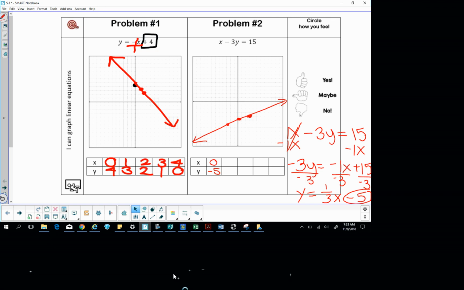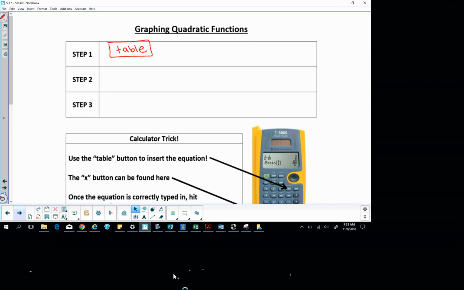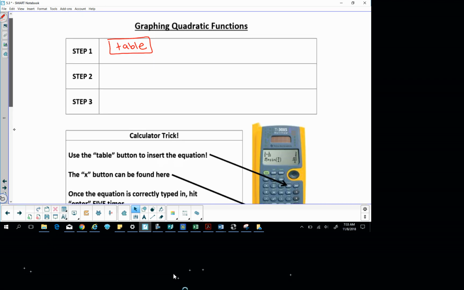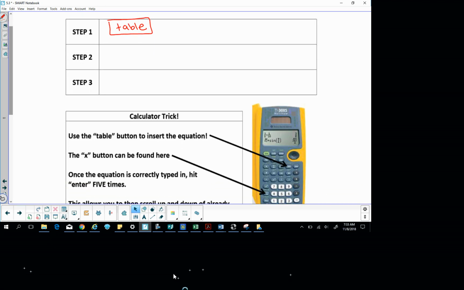So now what I want you to do, I want you to write this equation down in the calculator. So where it says y equals, how do we get a fraction? What button do you press? 2nd, right? So press 2nd and put 1 over 3. The X button looks like this. So you press table and then type in your equation.